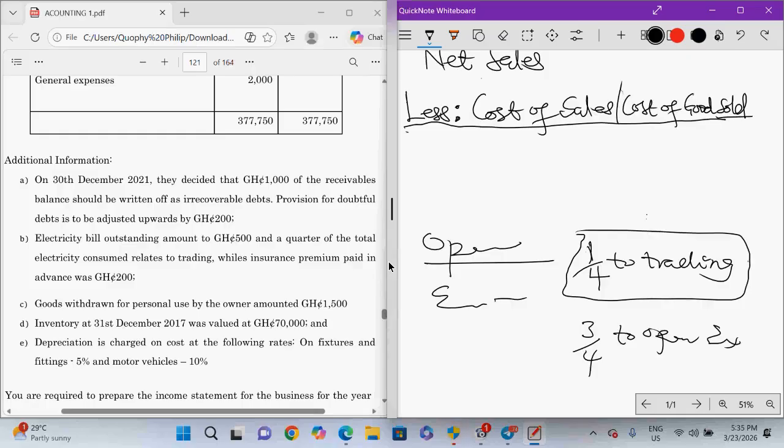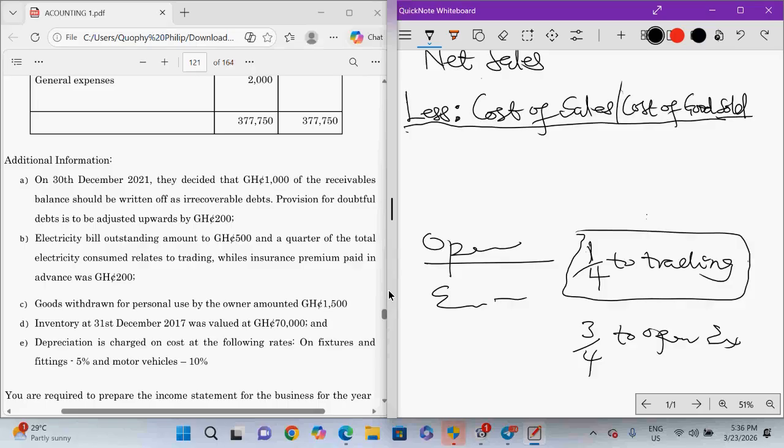So that's why I said that sometimes they will give you a clue to what you are supposed to do. Because in general, I was saying electricity goes as an expense, but they are telling me that 1/4. So I have to obey what they are saying. That is accounting for you. Obey principles. So that is why we say obey simple instructions, right? Basic principles, basic instructions. Follow what the question is saying.